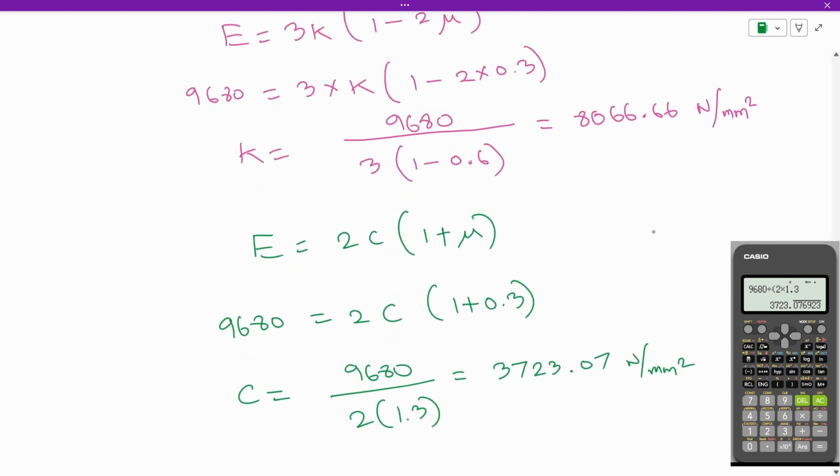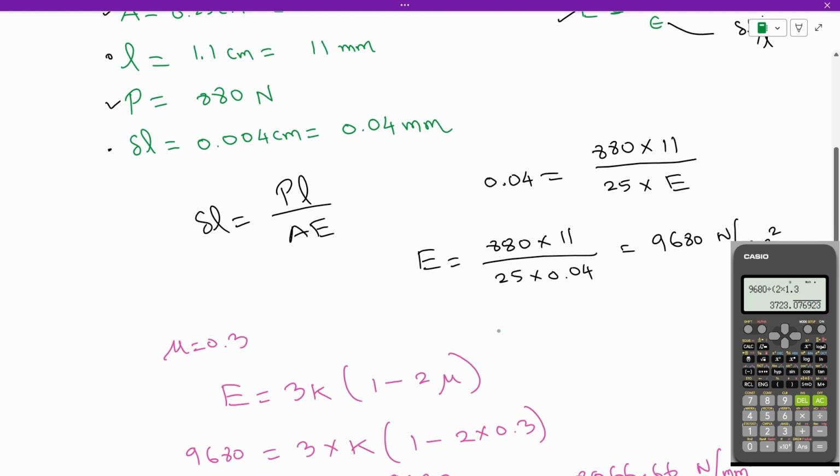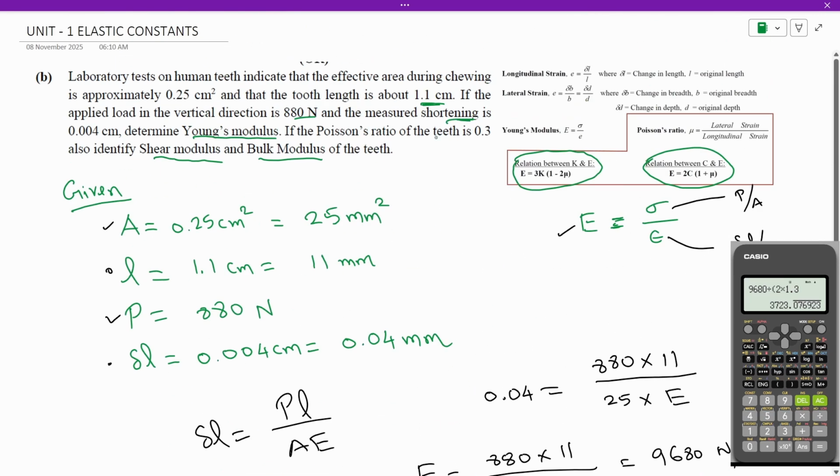That's it. We found the value of K, we found C, and we also identified Young's modulus. So we identified all the values, right? Even though the question looks complicated, if you write the given data, you can easily identify what they are asking and you can solve it, right?